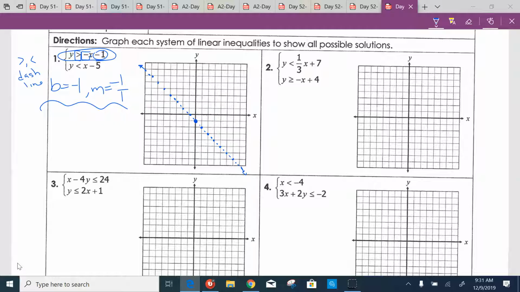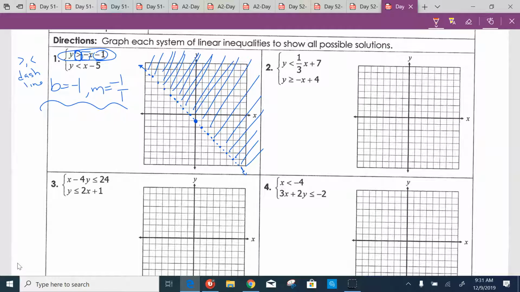Now let's figure out where I'm going to shade. My inequality symbol is greater than. That means everything above, or greater than, my line. So I will shade everything up here. I am making my shading zone perpendicular to my line for a reason. You'll see that when I graph the next line. Everything in the shaded zone up to the line is considered a solution for the first inequality.